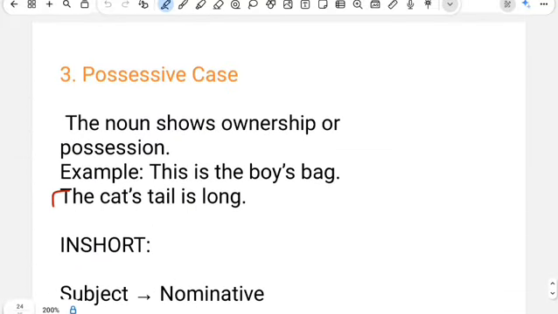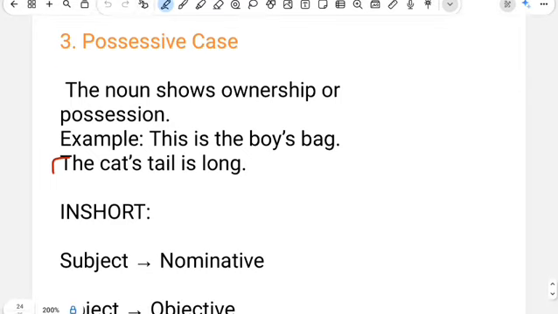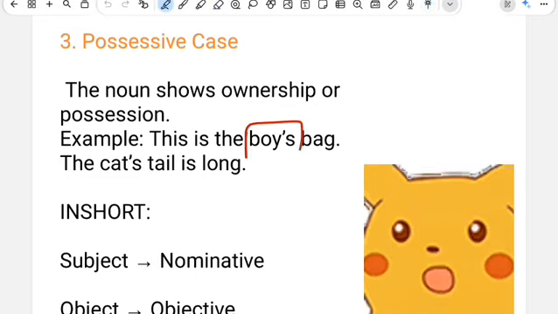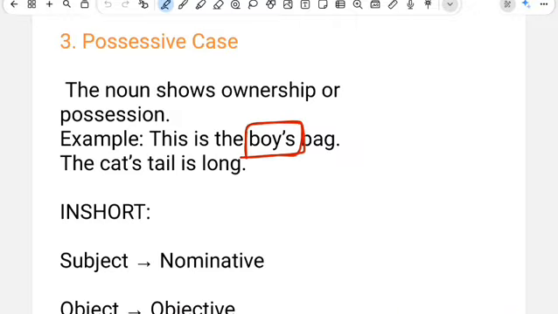And the last one is possessive case. When the noun shows ownership or possession, it's very easy. Like, this is the boy's bag. Whose bag is this? This is the boy's bag. So who is the owner of the bag? The boy. So here the boy's is our possessive case. Now the second sentence: the cat's tail is long. Whose tail is long? The answer is the cat. So here is your possessive case. You don't have to tell the object or thing. You have to identify the owner of the object or thing, and that is your possessive case.